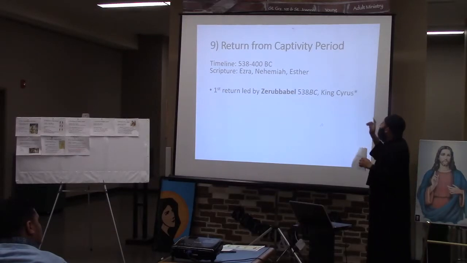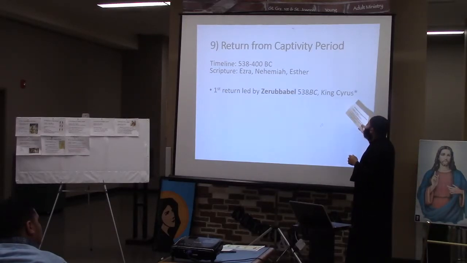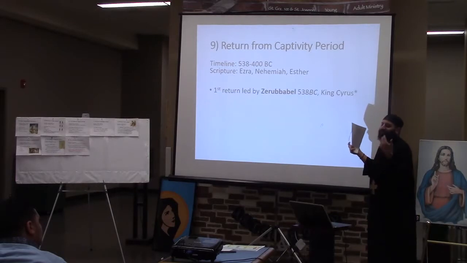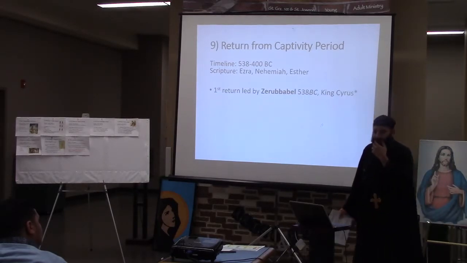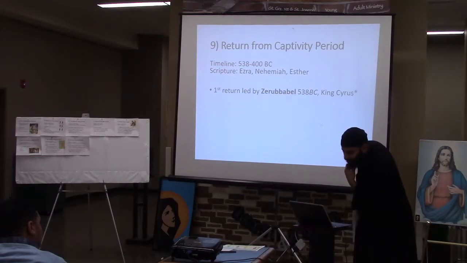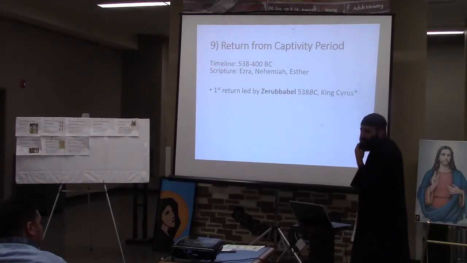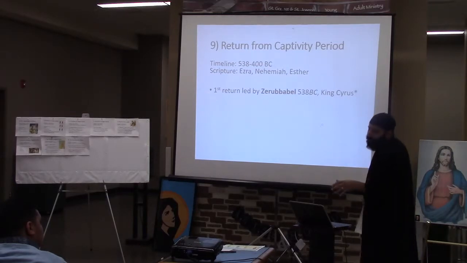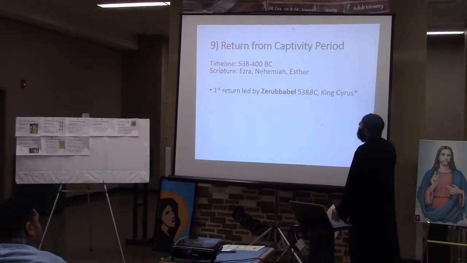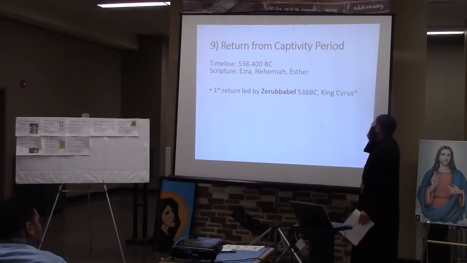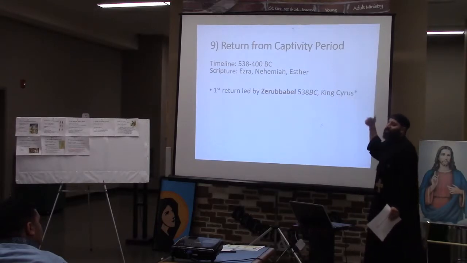The super cool thing about all this is that Isaiah the prophet lived approximately 2 centuries earlier. In Isaiah 44:28, he predicts that there's going to be a king, Cyrus. He actually mentions the name Cyrus 2 centuries before.